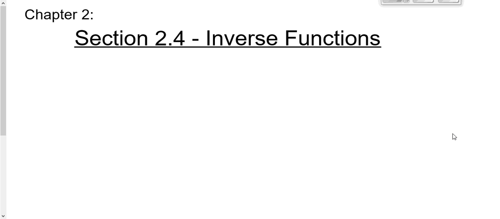The next section in Chapter 2 is about inverse functions. I think that you have seen inverse functions before, but I want to start at the beginning just to make sure we're all on the same page. So if we have a function, a little bit of review from things we've talked about before, our functions are written as something like this.